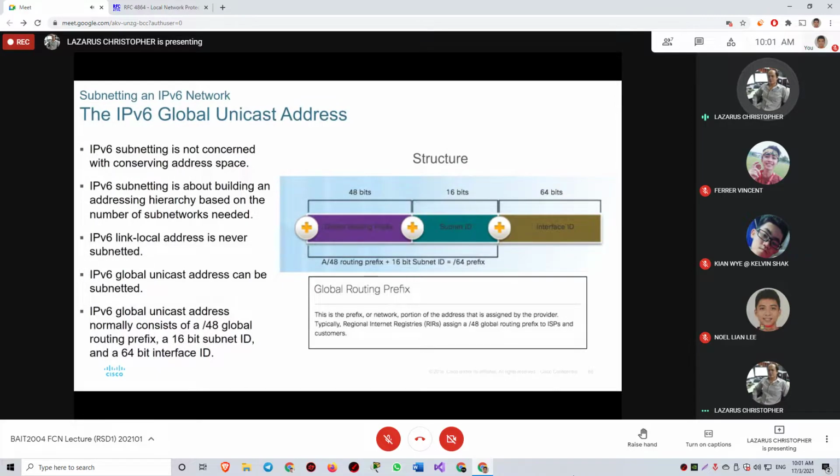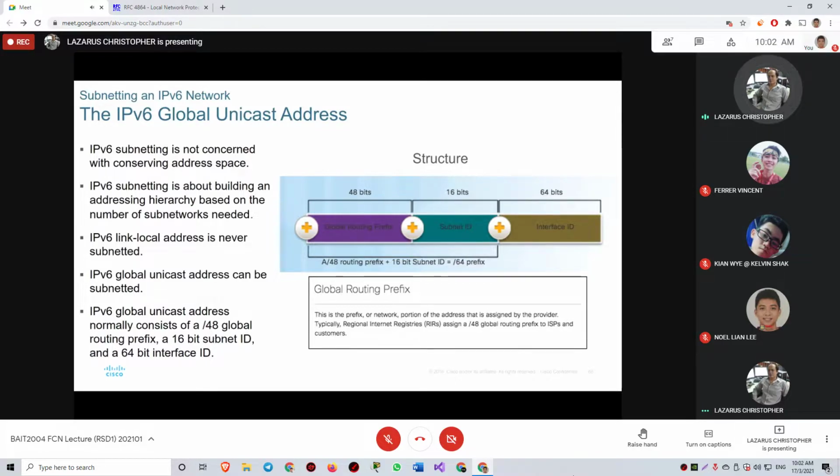As we discussed earlier, our subnetting for IP version 6 is not concerned with address space, or conserving, or trying to minimize the wastage. Remember we have a 64-bit interface ID, which would definitely be wasted, but we accept that because that's not the point of subnetting in IP version 6.